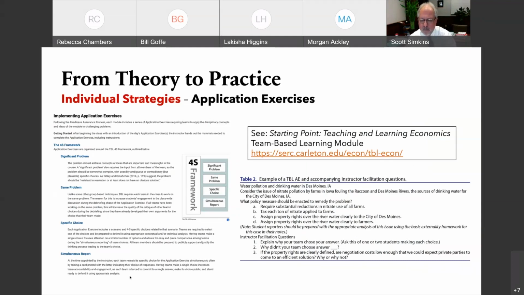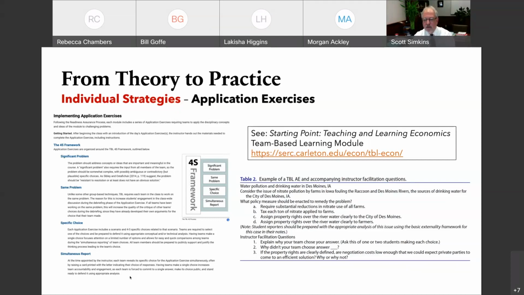It's a brief question and has 4 or 5 specific responses. All students have the same problem. It's a significant problem. This is the 4S framework from the left. There's a specific choice that each team has to make, and then the teams all simultaneously report. And then they have to defend their team answer. So there's some facilitation at the end.